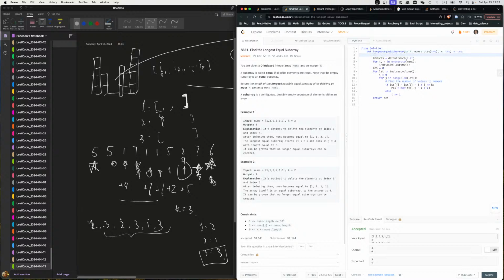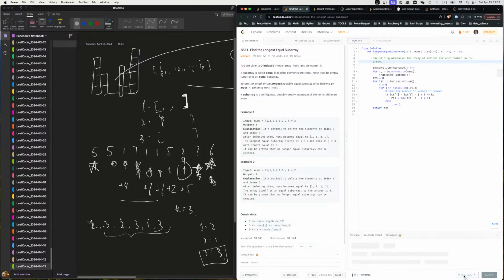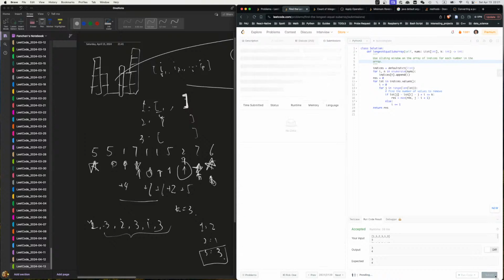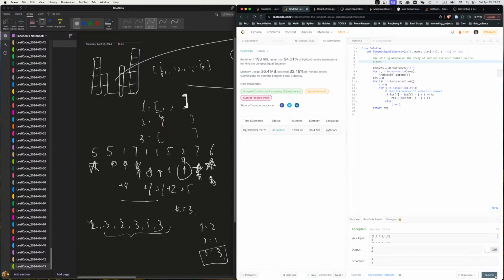Maybe I should do this one. Use sliding window on the indices, on the array of indices for each number in the array. Hey, no, I pressed the wrong button. All right, let's go. Come on. That is good. That is good.